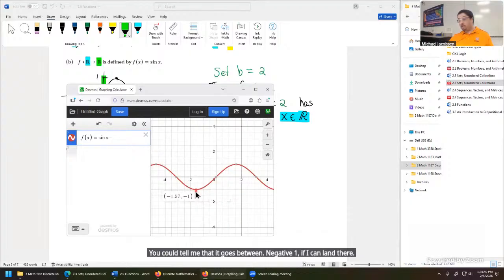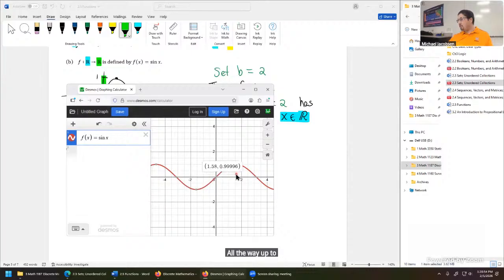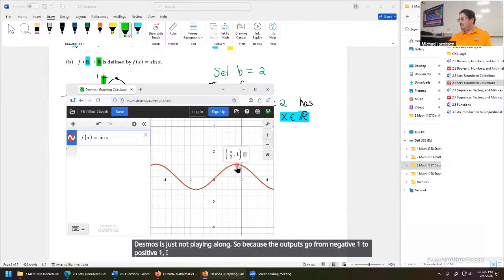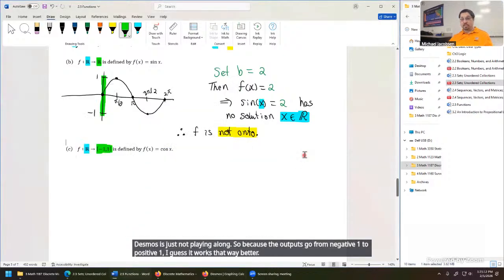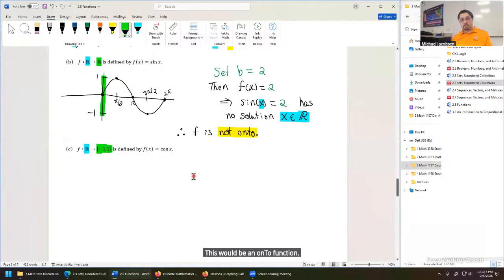Oh, there we go. It goes from -1 all the way up to +1 in all of the output values. I swear it gets to +1. That's just really hard to hit today for some reason. You're gonna have to trust me on this one. It hits +1. Desmos is just not playing along. So because the outputs go from -1 to +1, this would be an onto function. So if you say it in ordinary words, that'd be completely fine.